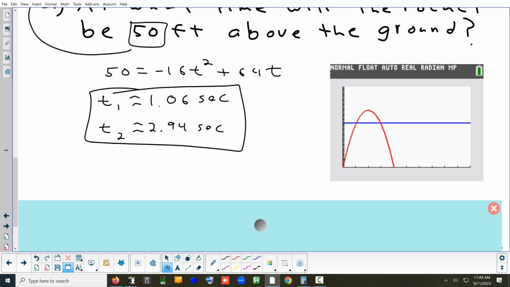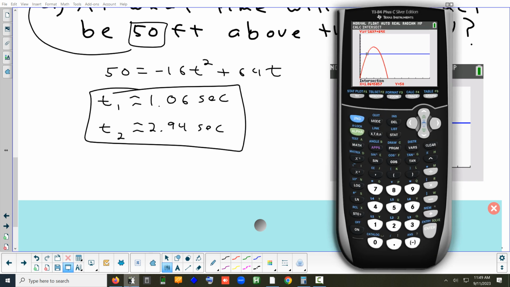I don't know how to do the intersect. The intersect, you press second, calc, and then option 5. And then you have to hit enter 3 times. What did you put in the window again? For the window, I did 0 to 10 and 0 to 90.